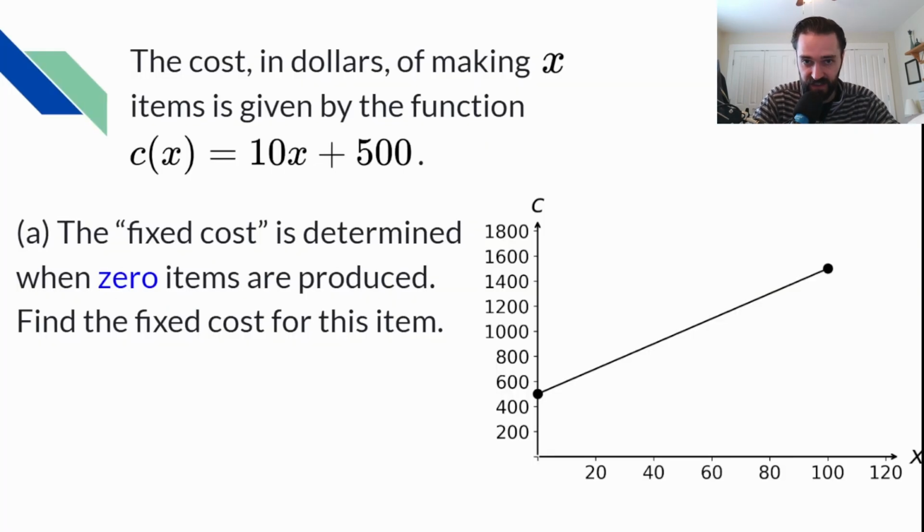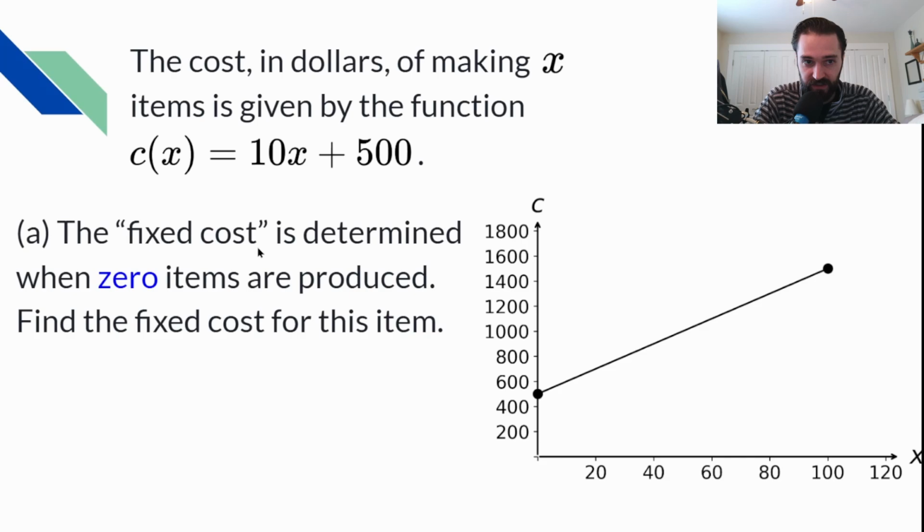Let's move on to the last example. This is a word problem, so fasten your seatbelt. The cost in dollars of making x items is given by the function C equals 10x plus 500. The fixed cost is determined when 0 items are produced, and we're asked to find the fixed cost for this item. So we have the function formula, and we also have a picture. This picture will be useful when we answer these questions.